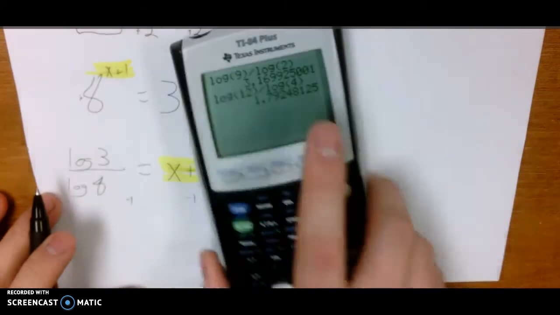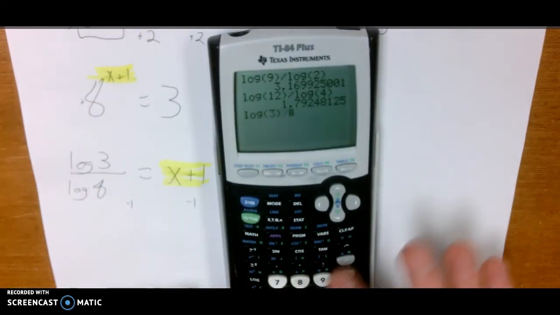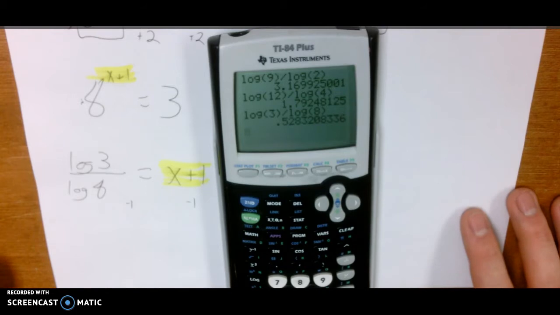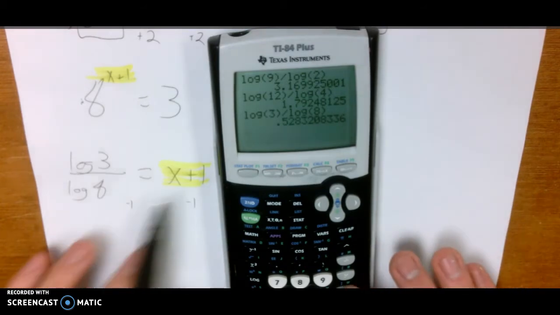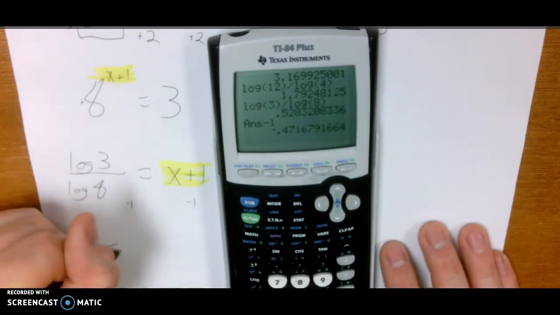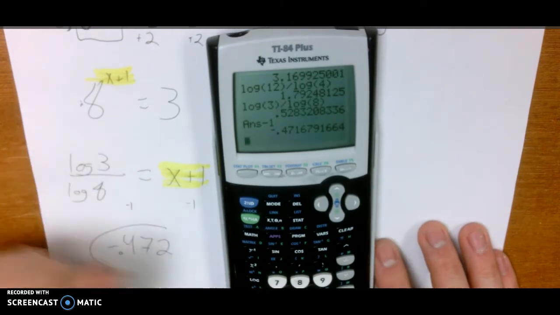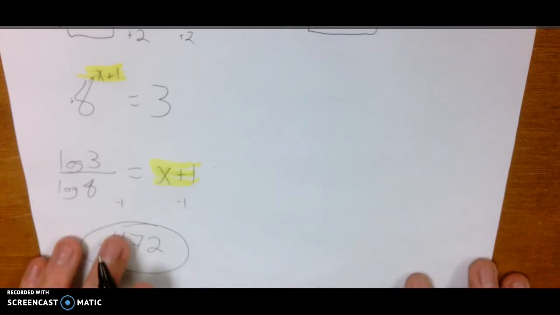So what I'm going to do is I'm going to go to my calculator. First, let me figure out the log 3 divided by log 8 is going to be. And I'm anticipating something smaller than 1, 0.5, so 0.528, cool. But then I have to subtract 1 if I really wanted to get x by itself. So if I subtract 1, I'm going to get negative 0.472 if we round to 3 decimal places. So x equals negative 0.472.